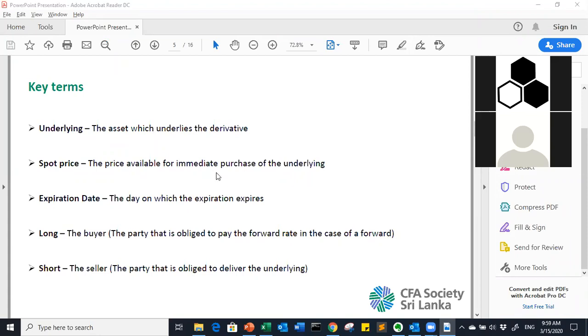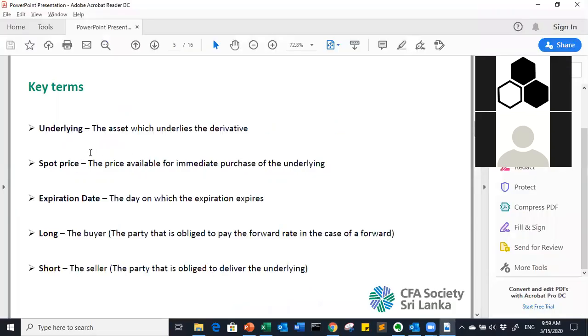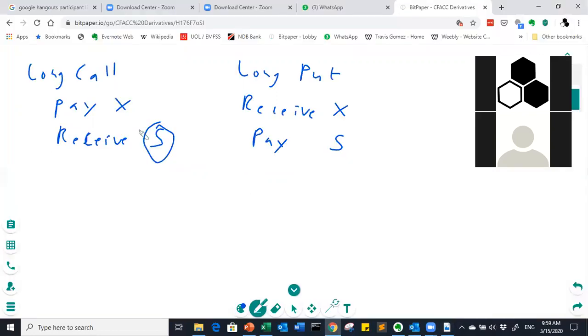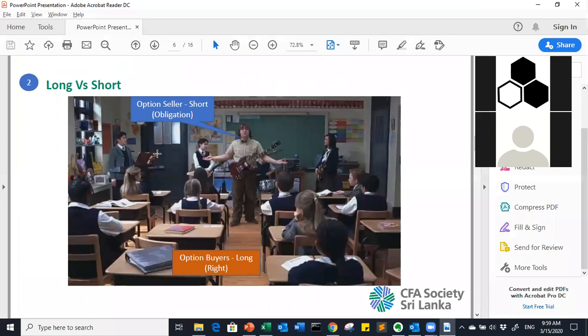So the underlying asset we denote as S. That is the stock or whatever the particular asset is. The spot price is the current price of that asset, which we usually denote as S naught. And the expiration date is the date when it expires, usually given as capital T or simply T. And then this is what I explained about the long and the short.